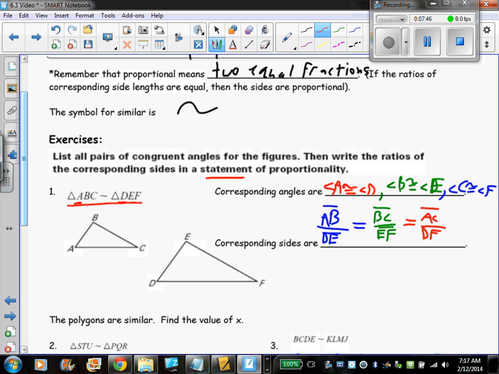This, by the way, is a statement of proportionality, because we are showing how all of these sides are proportional when we look at them matched up with each other.